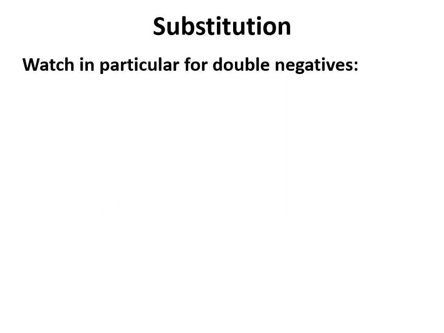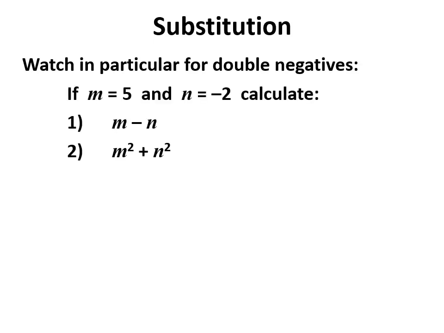Alright, in particular, you have to watch for double negatives. So let's have a look at some examples of that. Here's the two cases, the achieved case and the merit case. In this case, n is minus 2. So when we have m minus n, it is 5 minus (minus 2), which is 7, because minus minus 2 is plus 2.